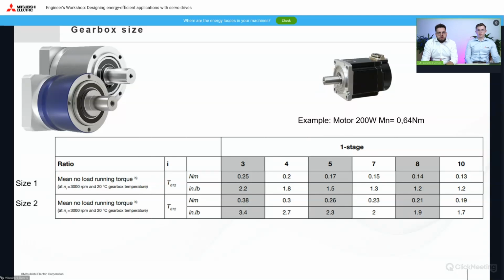How much of the nominal torque of the motor will be taken up by the internal resistance of the gearbox? If we take the motor with 200 watts, for a gearbox with ratio 3:1, the size we call size 1 will consume 39% of nominal torque, while the size called the second one will consume 59% in torque loss.